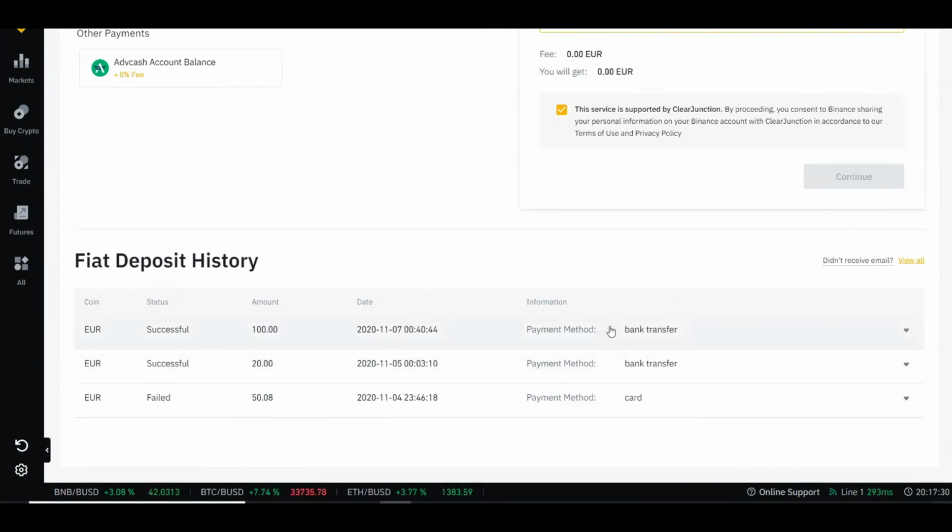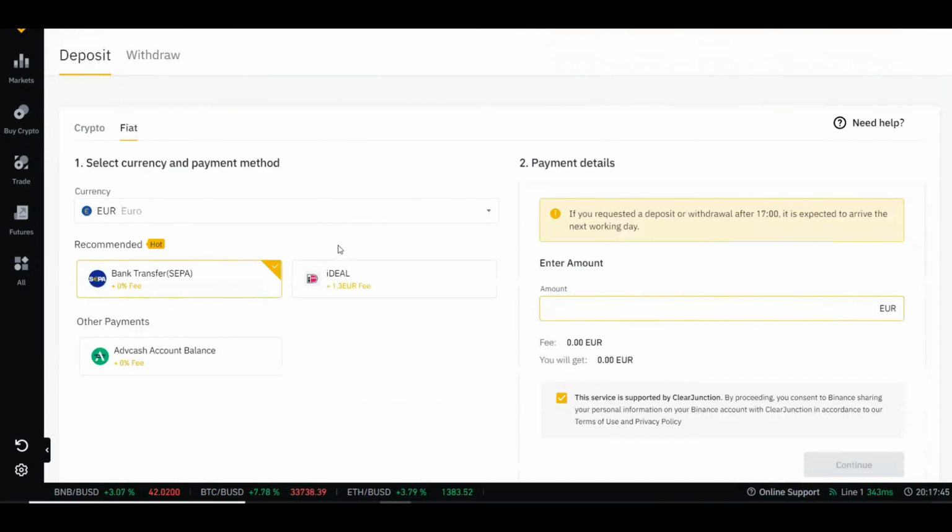So this first one is 50 euros. The transaction status is failed because I didn't follow the instruction. I was supposed to take a bank transfer so that you can accept my transaction. And you have a lot of ways to deposit money.